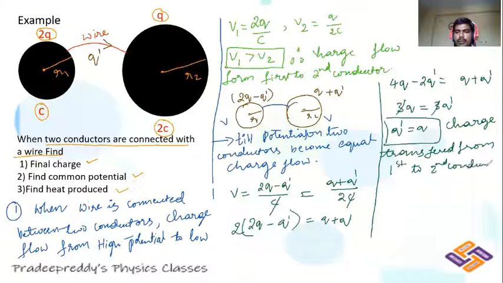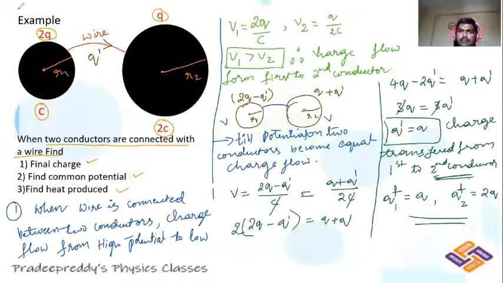Very important concept. This is what we have learned. First question is completed. You are now supposed to find out the final charge on the capacitors. Final charge on the capacitors: Q1 final is equal to Q, Q2 final is equal to 2Q. Just the charges get reversed, because from the first conductor Q charge is transferred to the second one. Charge on the first conductor decreases by Q, so 2Q becomes Q. And on the second one, as Q is being added, you will get 2Q. These are the final charges on the two capacitors.